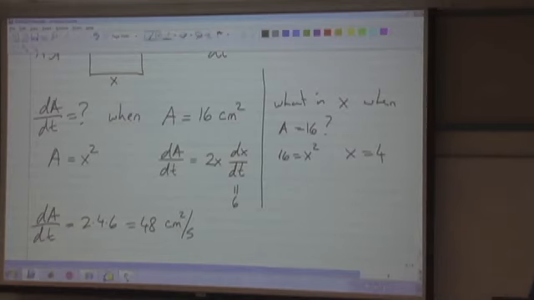Okay. Should I do 5 or 7? It says if. Which one, 5 or 7?